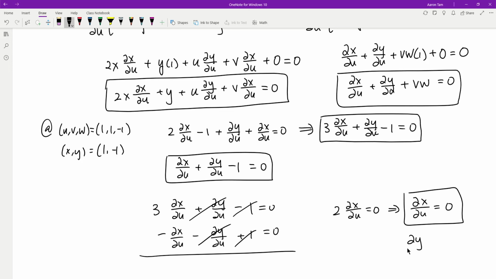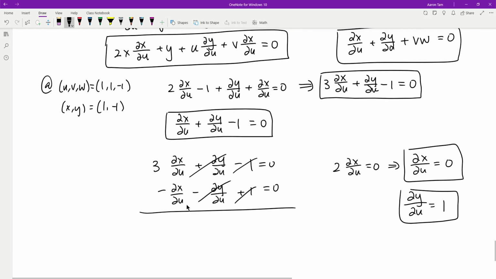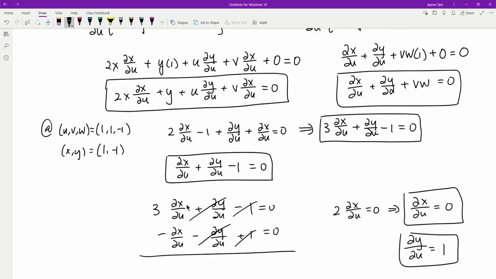So I would say that dy over du should equal 1. Because if you just look at what's boxed in right here, dx du is 0, so 0 plus dy over du minus 1 equals 0. You can infer that dy over du must be 1. So that's my answer right here. dx over du is equal to 0 and dy over du equals 1 at the point that we want to evaluate.